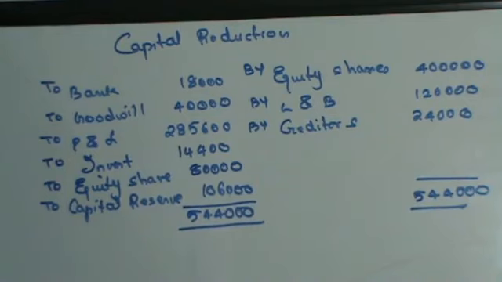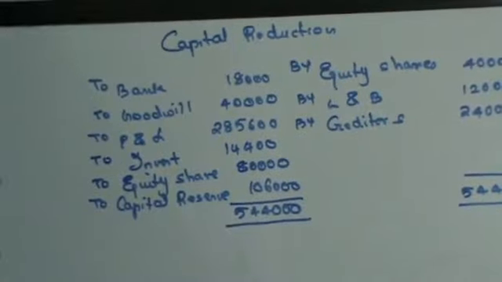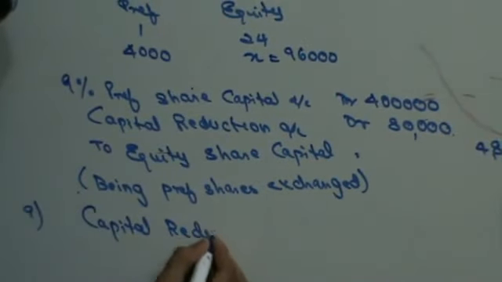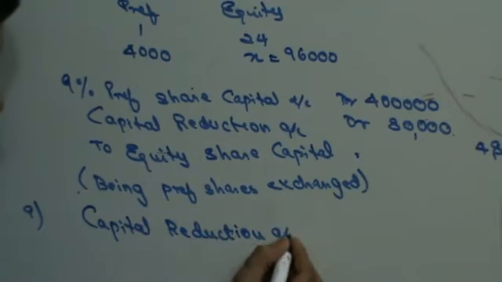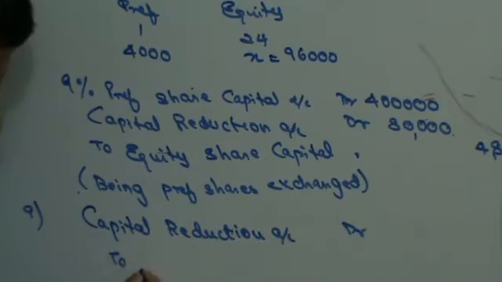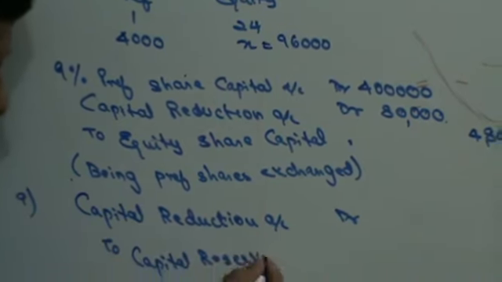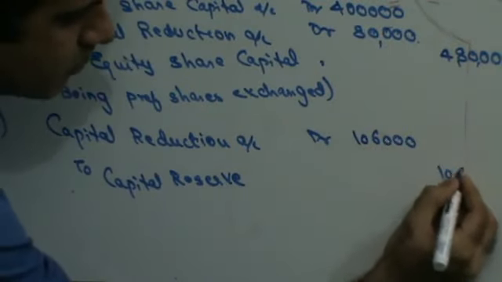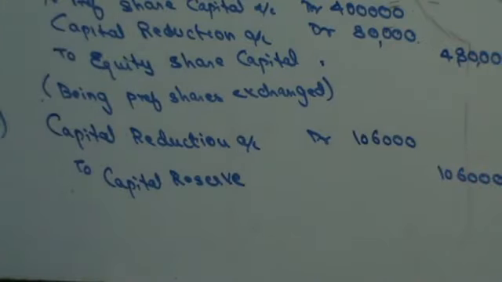Okay, let's see this. Now, capital reserve is on the debit side, so in the journal it will go on the credit side. So this will be capital reduction account debit to capital reserve. Amount is 1,06,000. Right? Okay, this finishes this. Let's start with the balance sheet, guys. Being capital reduction written off.